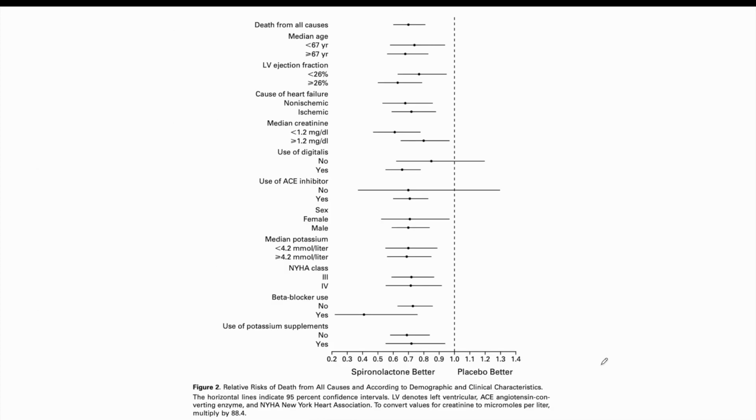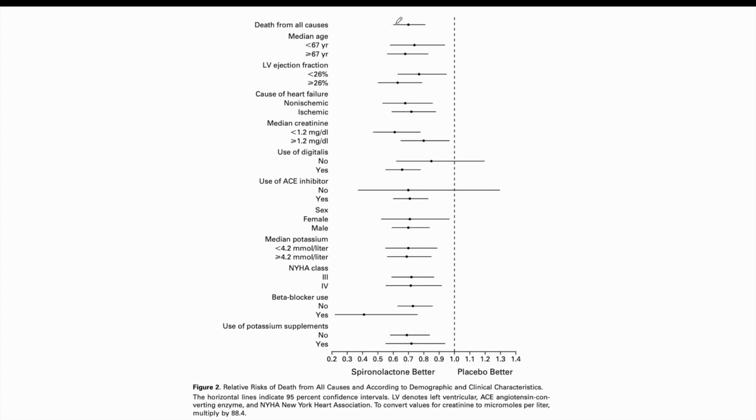This is another way of expressing relative risk. This is called a forest plot. And I prefer these because it's very visual, and you can tell at a glance whether the relative risk is less than 1 or more than 1. So remember, if the relative risk is less than 1, that means the treatment is beneficial. If the relative risk is greater than 1, that means the treatment is harmful or the placebo is better. So this is relative risks of death from all causes.